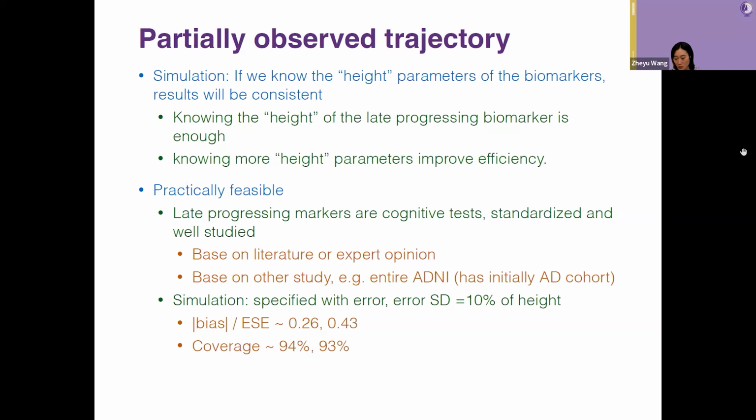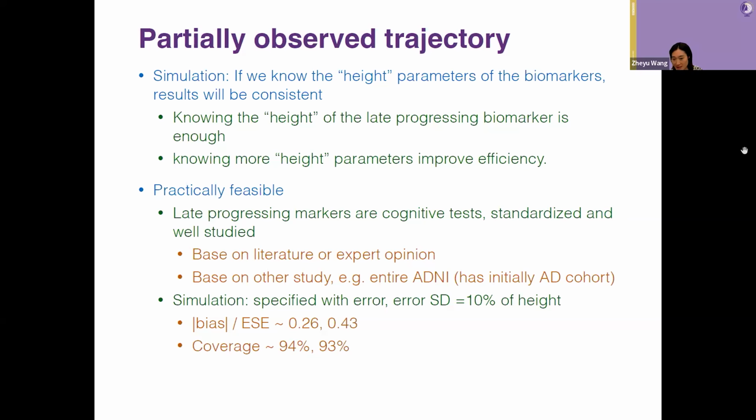In fact, as long as we know the last one, then we have a correct estimate. But if we know more of the history, then we can improve efficiency. And practically, this approach is feasible because the last progressing markers are those cognitive tests, and those are standard tests. We know their range, and they have been studied in many different populations. It's well studied for years. So that gave us practical feasibility to use this approach.